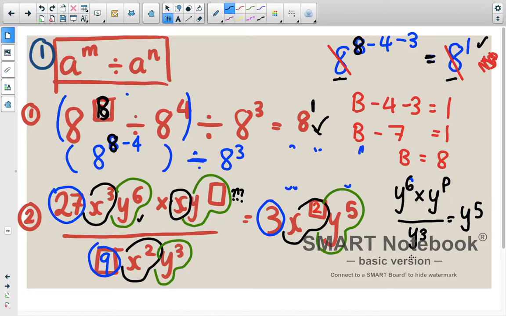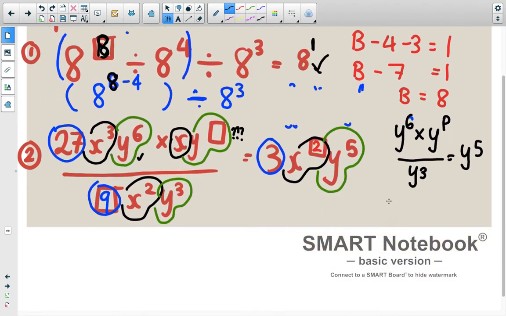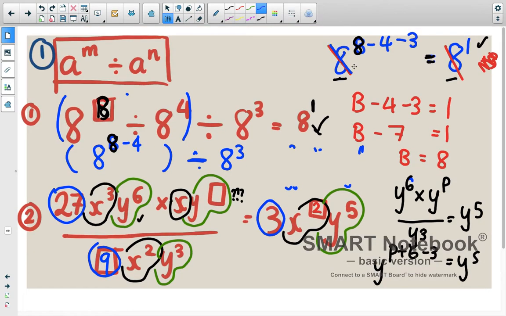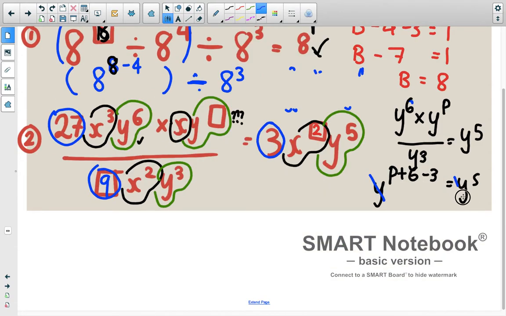Okay. So di sini, menggunakan rule of indices, kita dapat Y kuasa P tambah 6 tolak 3 sama dengan Y5. Okay, so right now base dia sama betul tak? Kita ada sama case macam tadi, sini potong, sini potong. So sama juga sini, potong dan potong. So kita akan dapat P plus 3 sama dengan 5. So our P will be 2. So P is this part right here tadi. So this will be 2. Okay, that's how you answer that.